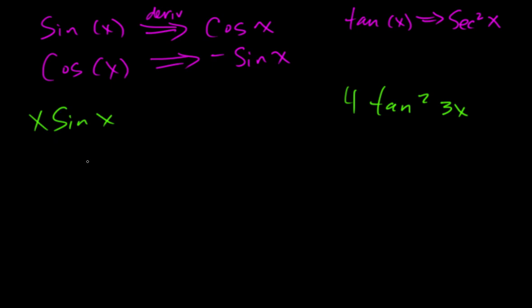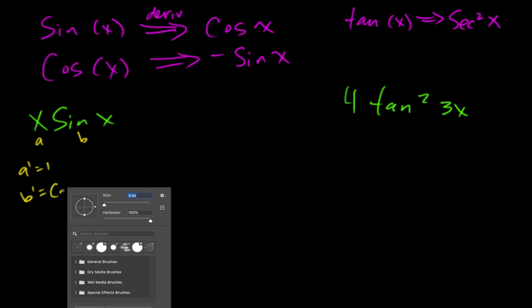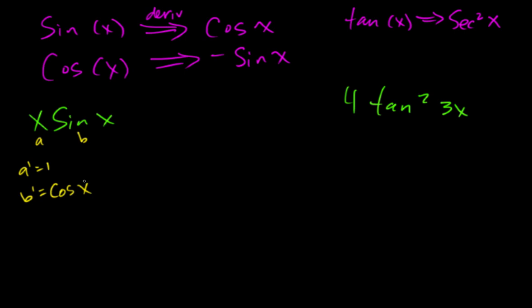So this one we're going to have to do a product rule. So this is our a, this is our b. A prime is 1, b prime is cosine. So when we're doing it, we just write the first one, multiply it by the derivative of the second one, plus the second one, times by the derivative of the first one, which is just a 1, which doesn't change anything, so it's x cosine x plus sine x.